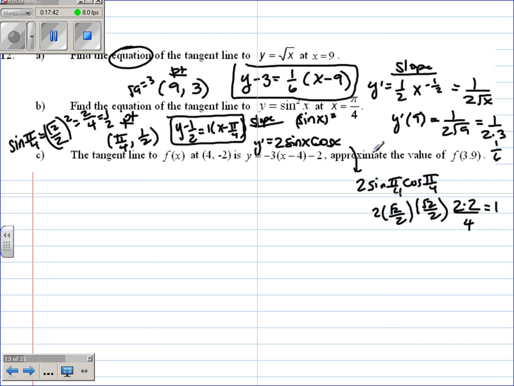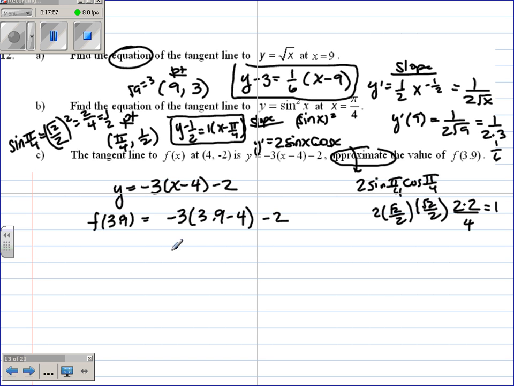Alright, so this is approximation, and it gave us the tangent line, so this is really easy. You don't have to do hardly any work. It gave you the line, you just have to approximate. I put 3.9, so plug it in. 3.9 minus 4 is simply -0.1. So this would be a positive 0.3 minus 2. So you get a -1.7.